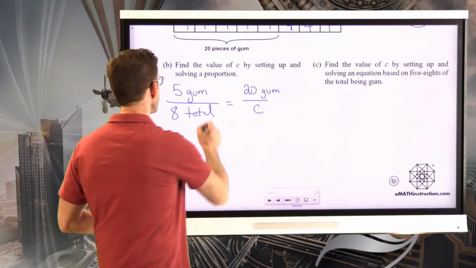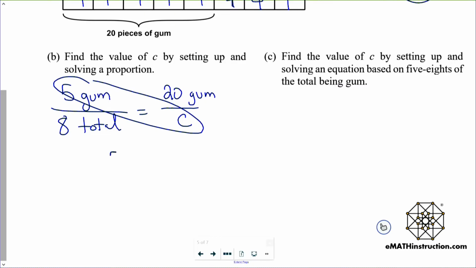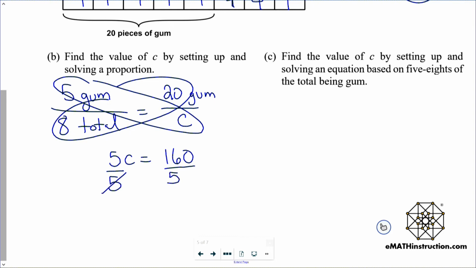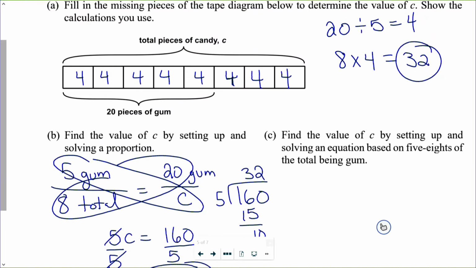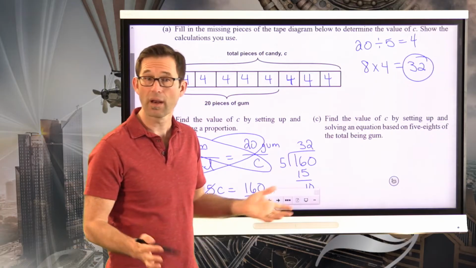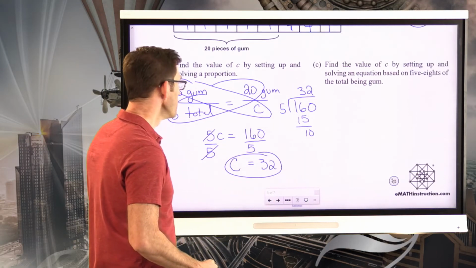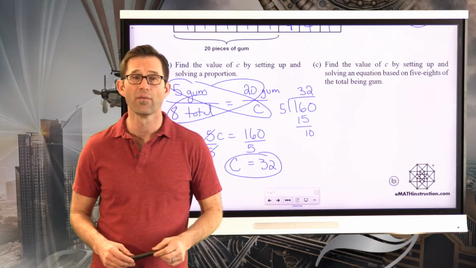Now we can simply cross multiply, okay? So we get 5 times C, which is 5C. And we can get 8 times 20, which is 160. We can now solve this by dividing both sides by 5. And 5 will go into 160. Maybe I do that on the side of my paper if I can't quickly do it in my head, which I can't. And it looks like 32. And what do you know? That is exactly what we got up here, right? And I just used a proportion to solve for it. If you like the proportions, use proportions to solve in this case.